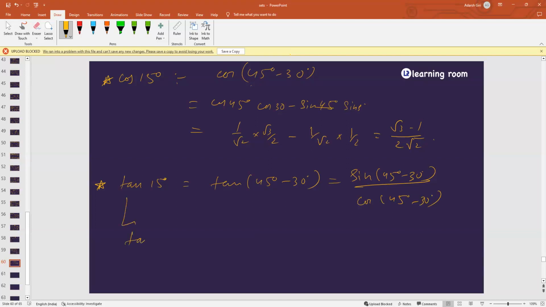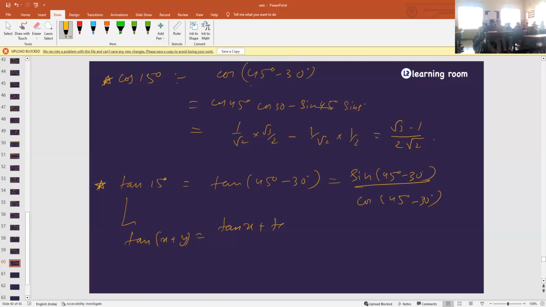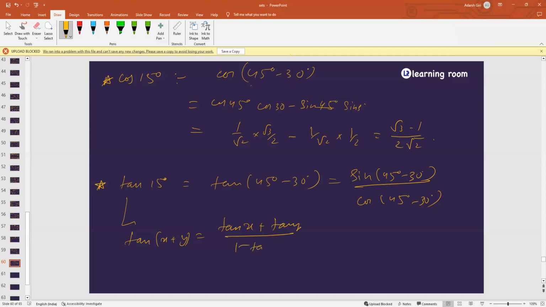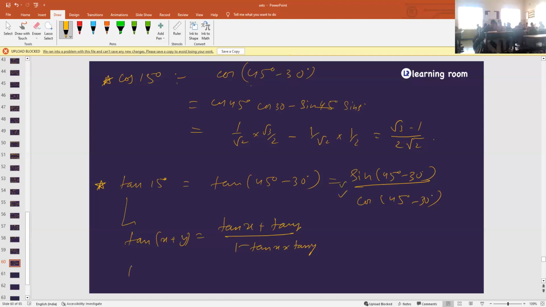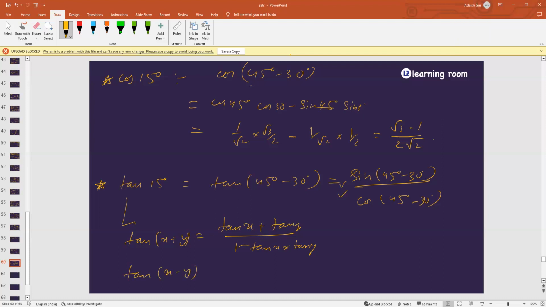For tan of x plus y, it is tan x plus tan y by 1 minus tan x into tan y. This is the direct formula for this. Otherwise, you can do it like this. And similarly, tan of x minus y is tan x minus tan y by 1 plus tan x into tan y. So these are the formulas that you have to remember. Remember these formulas in the next class and come.